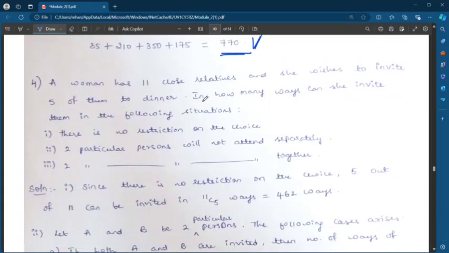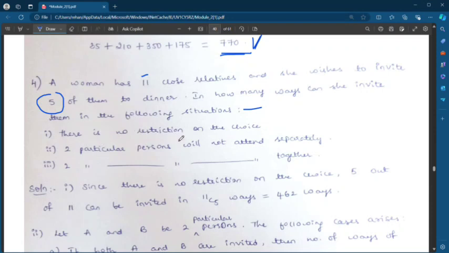And then a woman has 11 close relatives. She wishes to invite 5 of them to dinner. In how many ways can she invite them in the following situations? See, she has a total of 11, and she wishes to invite only 5 of them. Out of 11, only 5 she wants to invite. So in 3 ways they are asking how she can invite.